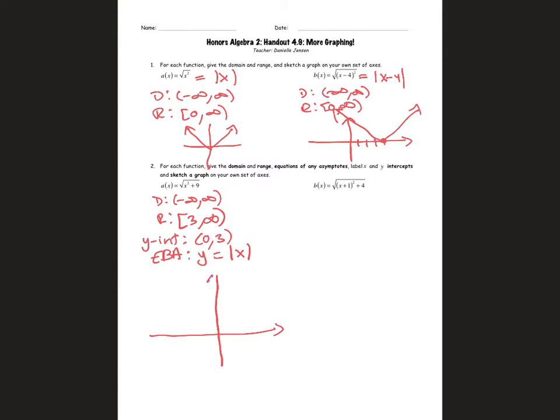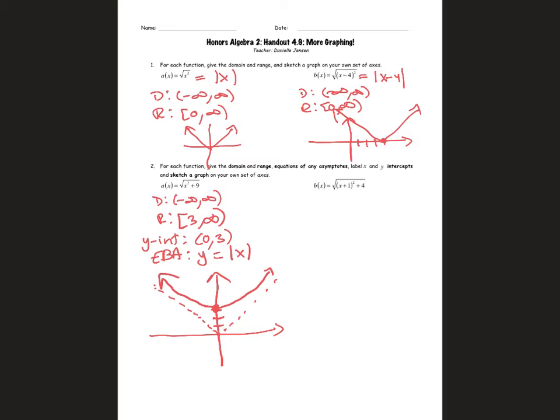So let's take a look at what we have here. We have this y-intercept of 0, 3. I also know that's my lowest point here. And then I've got the EBA, y equals absolute value of x. So my graph will take on a look like this, getting closer and closer to that EBA.